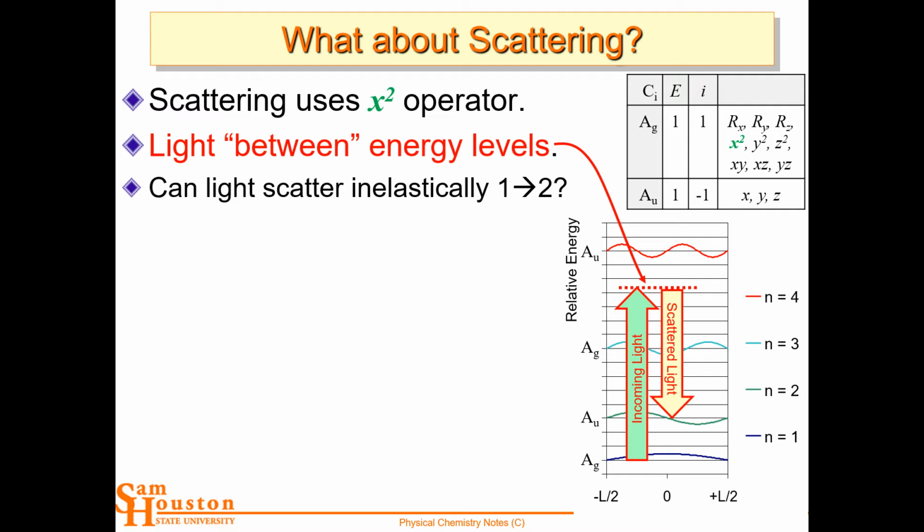So this is the incoming light and the scattered light, and that would be x squared. So what are the selection rules? Is this possible going from n equals 1 to n equals 2? So we have a different transition moment integral, but the piece in the middle is x squared. We still have our wave function 1 and wave function 2, so that hasn't changed.